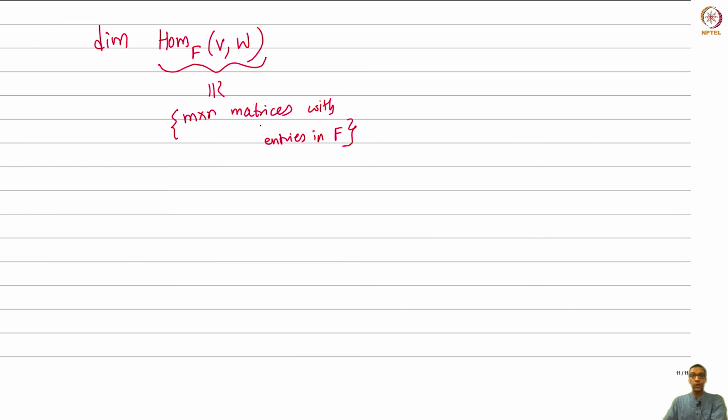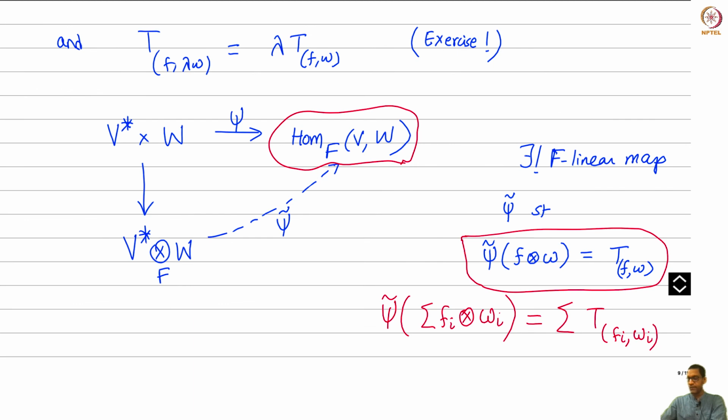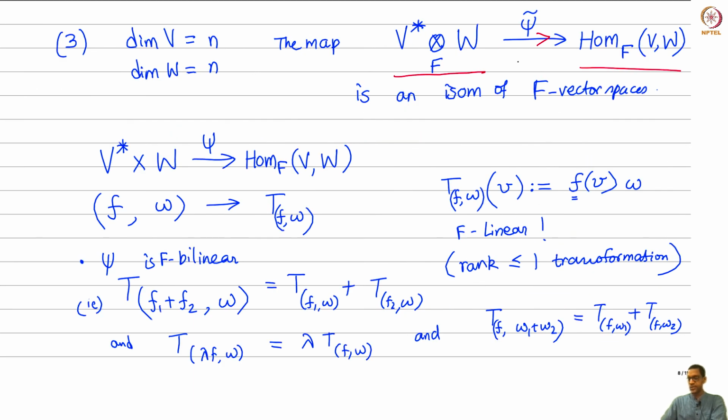So linear operators are really matrices, and matrices are m cross n matrices. These have dimension mn. On the other hand, the dimension of V star tensor W, as we just did in the previous problem, is the product of the dimensions. So this is the dimension of V star times the dimension of W, but the dimension of V star is the same as the dimension of V, right? So this is again nm, which means that these two dimensions are equal. Okay, and we are done, because here is an onto map and the two dimensions are equal. Therefore this onto map must also be an isomorphism.